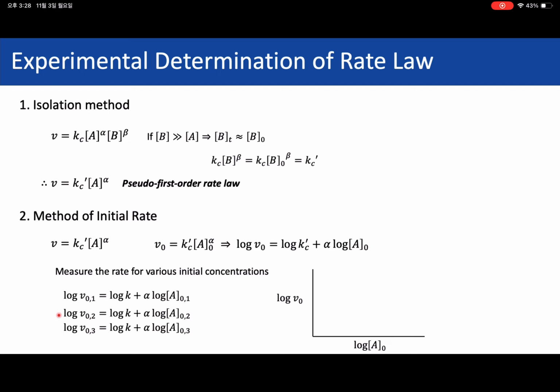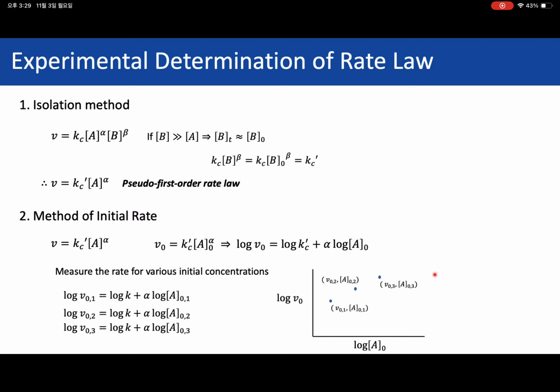So now we have those 3 data points obtained from those experiments, and let's plot them on the axes, where the y-axis is log V0 and the x-axis is log of the initial concentration. Then this is the first data point, this is the second data point, and this is the third data point.